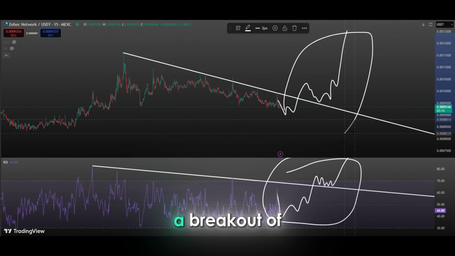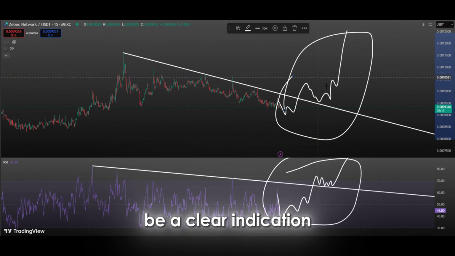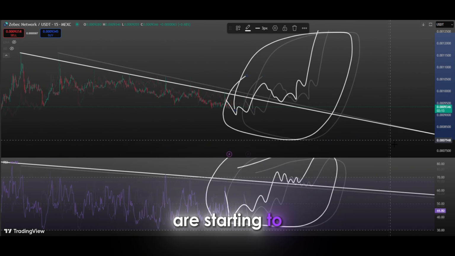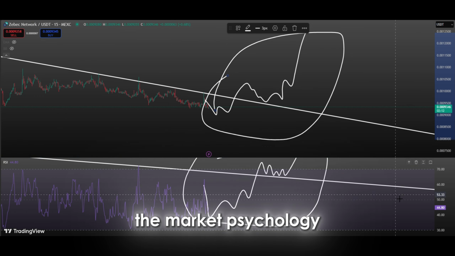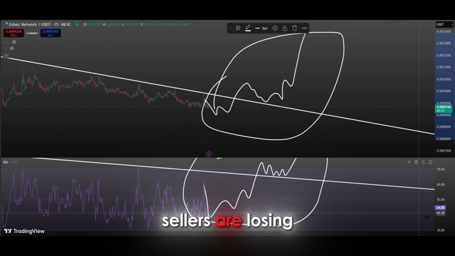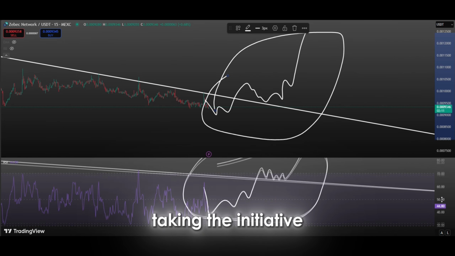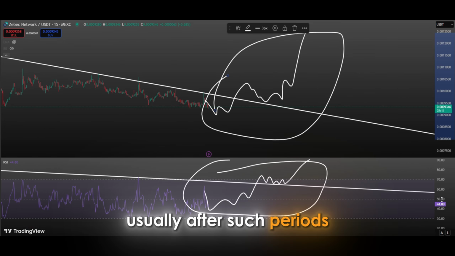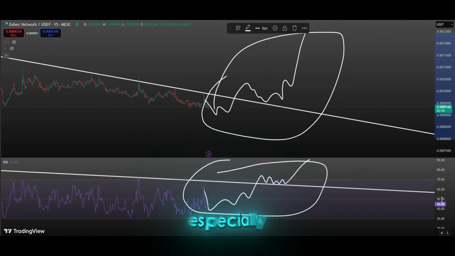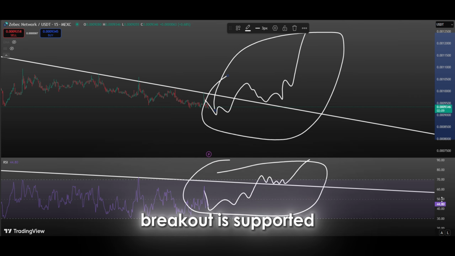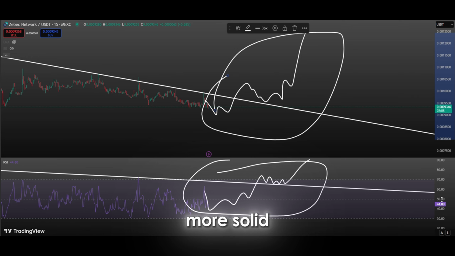In addition, a breakout of the RSI would be a clear indication that the buyers in the market are starting to regain control. This signals that the market psychology has changed. Sellers are losing their power, and buyers are taking the initiative. Usually after such periods, we can see fast and strong price rallies. Especially if the RSI breakout is supported by a bullish price action, the bullish persistence will be much more solid.